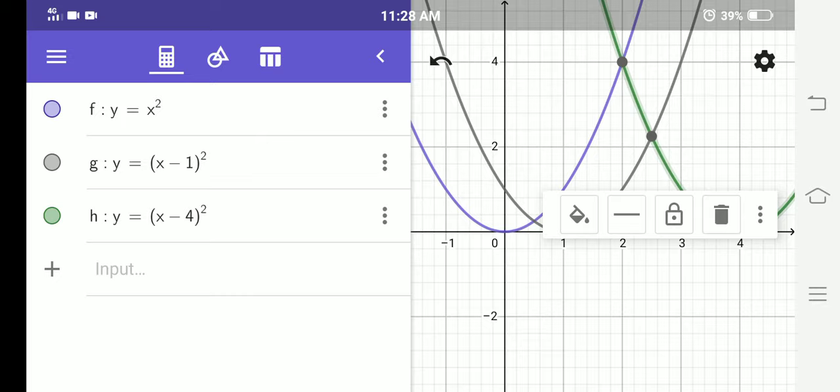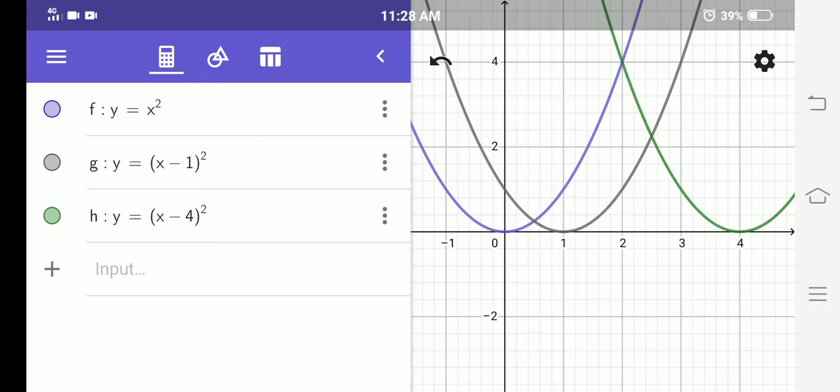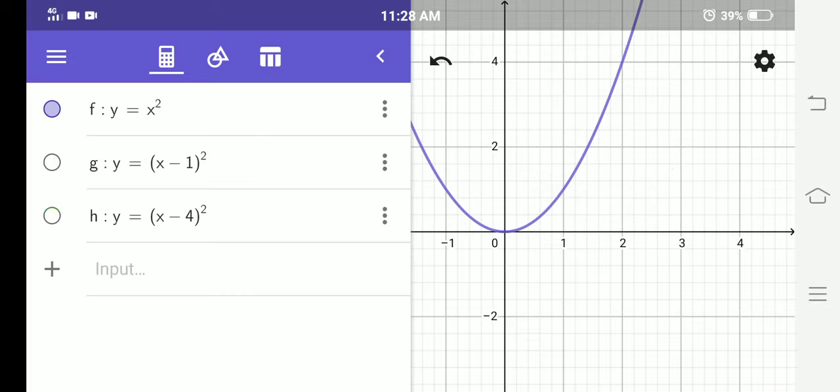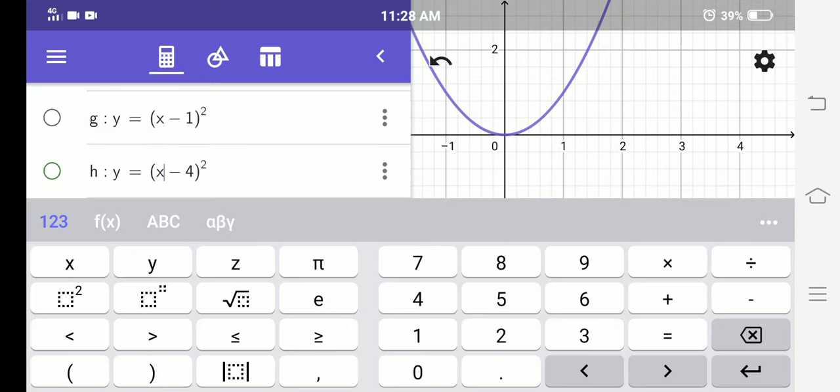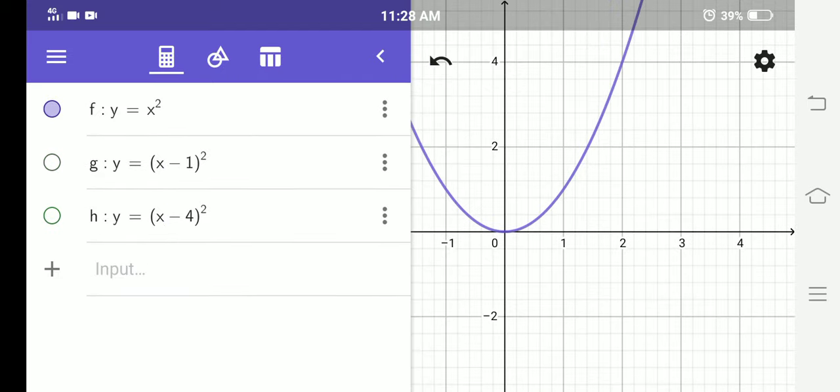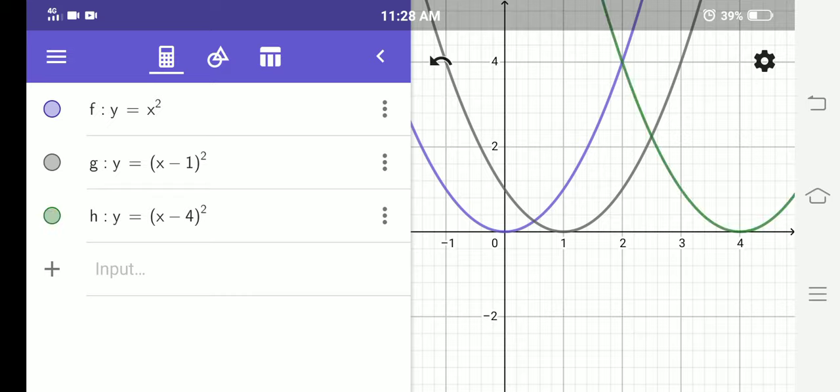Okay, tingnan natin. Now, from y is equal to x squared, ginawa nating x minus 1. So, ang value ng h natin dito is 1, so it moves to the right 1 unit. Doon naman sa x minus 4 squared, ang value ng h natin is 4, so your parabola will move to the right 4 units naman.